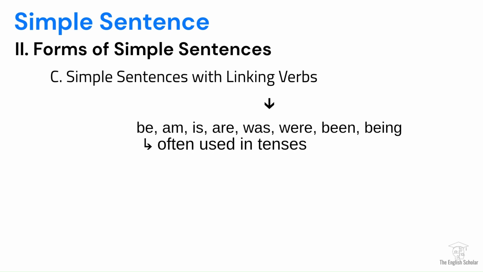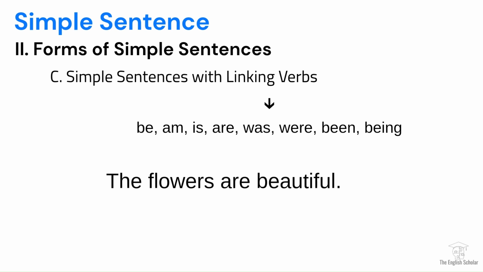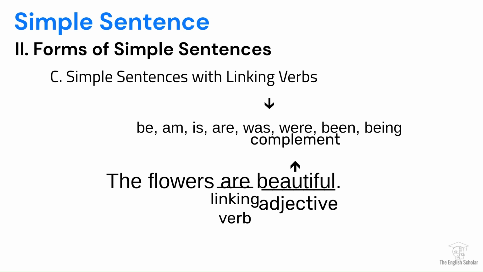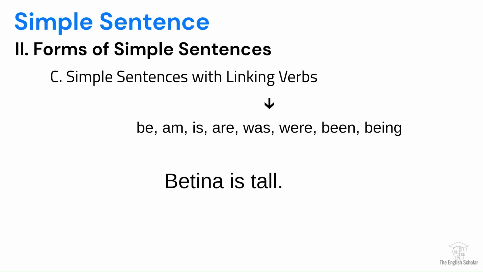You will see these verbs are mostly used in tenses. Let's use some of them for our examples. The flowers are beautiful. Our subject here are the flowers, and we have the linking verb are, and the subject complement beautiful. The sentence expresses a complete thought with a subject, linking verb, and subject complement, which is an adjective that describes the subject.